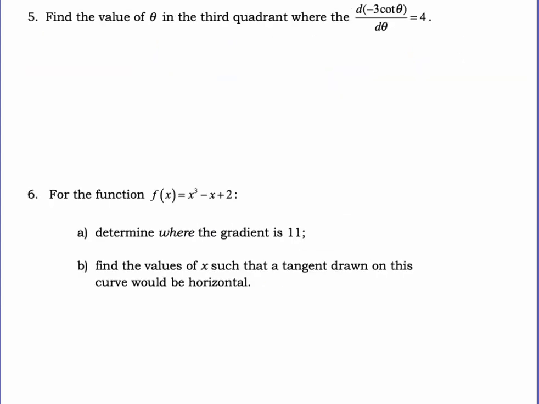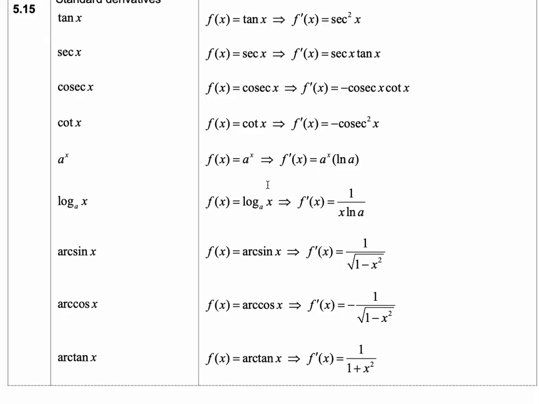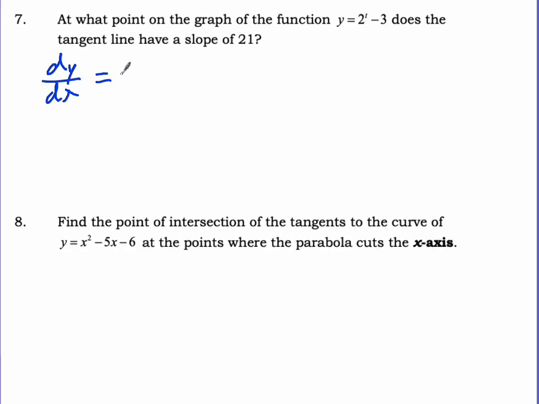Okay, let's take a look at another example here. Let's actually go over here to number 7. At what point will you get a slope of 21? So we need to find the derivative. Okay, so 2 to the power of t, let's look at the formula booklet. a to the power of x has derivative a to the power of x ln a. Okay, so that's going to be 2 to the power of t times ln 2. Derivative of constant is 0, so we're done with that.